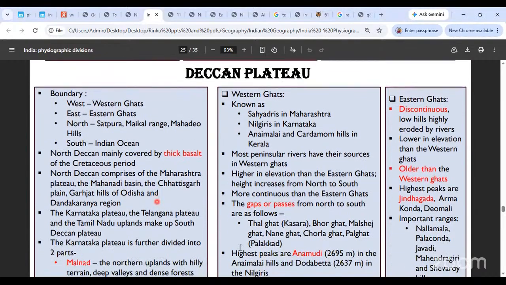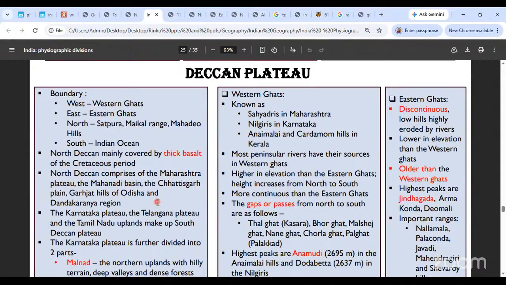Okay, now you go to the Western Ghats. We have decided the boundaries. We've got the major subdivisions. Now you go to the Western Ghats. Okay, Western Ghats, famously called the Sahyadris in Maharashtra. If you go to the Karnataka region, they will be called the Nilgiris. And once you go even further south in Kerala, they famously get called the Anaimalai or the Cardamom Hills. Okay, that's what they are called.